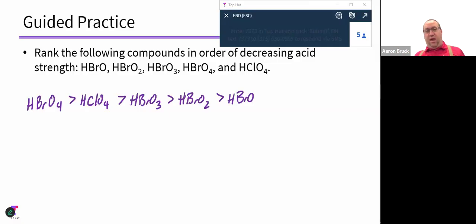The perbromic and perchloric, again, they should be pretty close. They should both be in the category of strong based on what we've talked about. We already know perchloric is strong. Following the trend, we would expect that perbromic would fit in that category as well. And then we would take it from there.